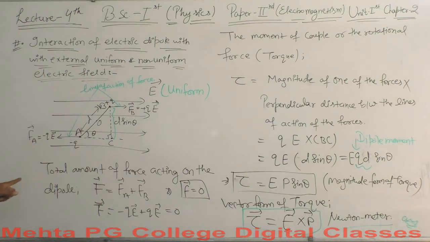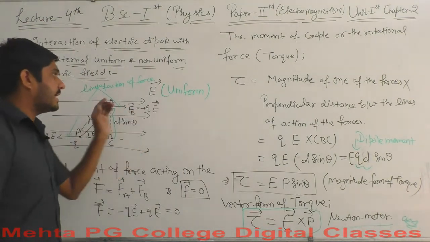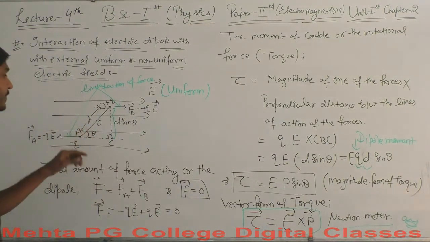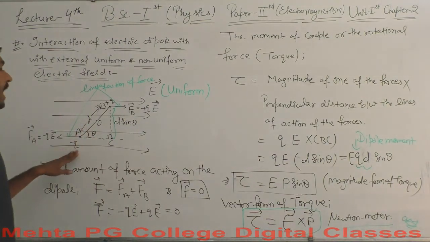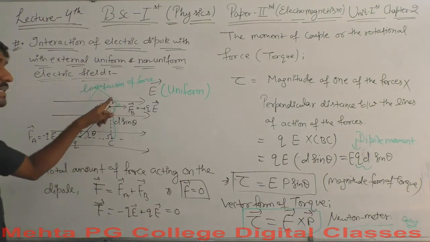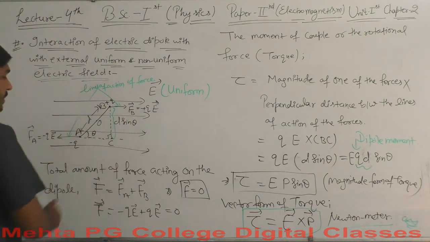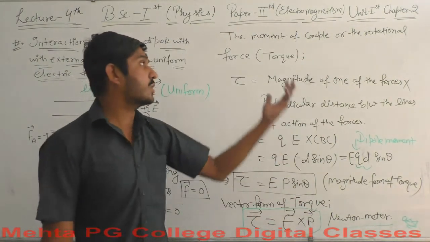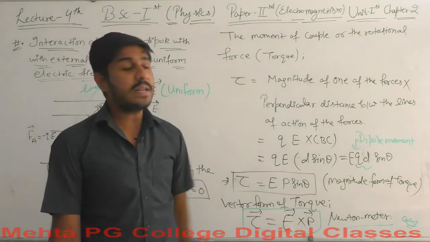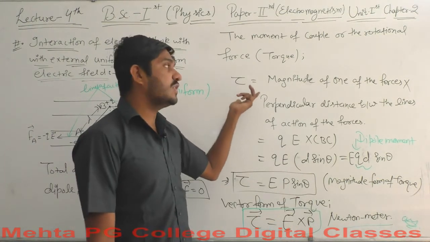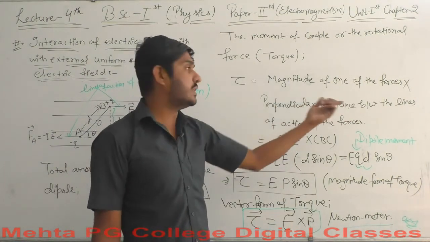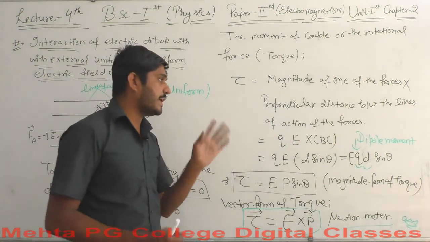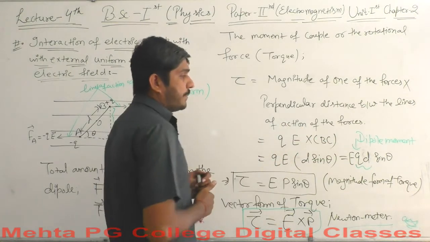Let's say the electric field is uniform and the dipole is placed as AB, having length d, with the negative charge at point A and the positive charge at point B, and the total Coulombic force will be equal to 0. So we have to consider a rotational force or torque, or the moment of couple. This is the couple, tau, which is equal to the magnitude of one of the forces times the perpendicular distance between the lines of action of the forces.